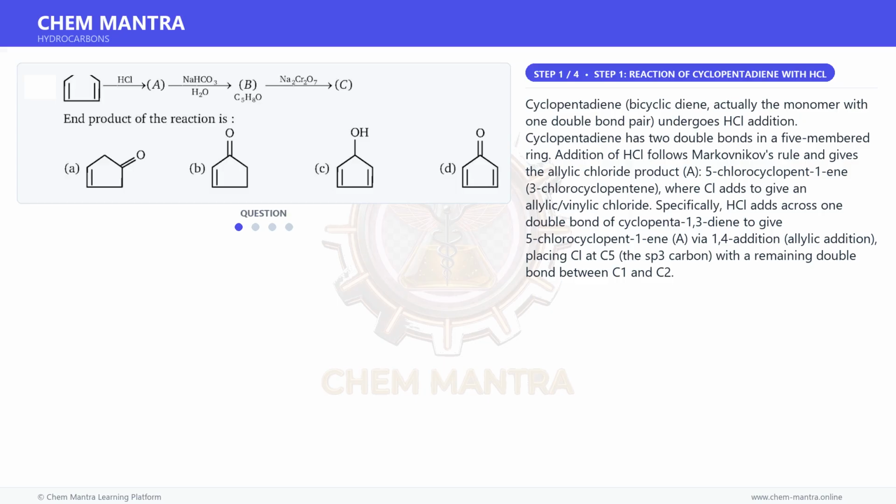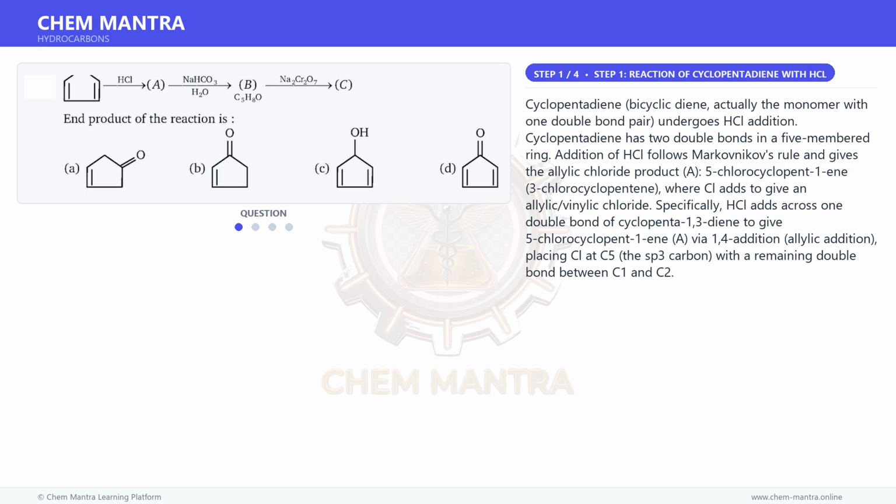Cyclopentadiene, the monomer with one double bond pair, undergoes HCl addition. Cyclopentadiene has two double bonds in a 5-membered ring. Addition of HCl follows Markovnikov's rule and gives the allylic chloride product.